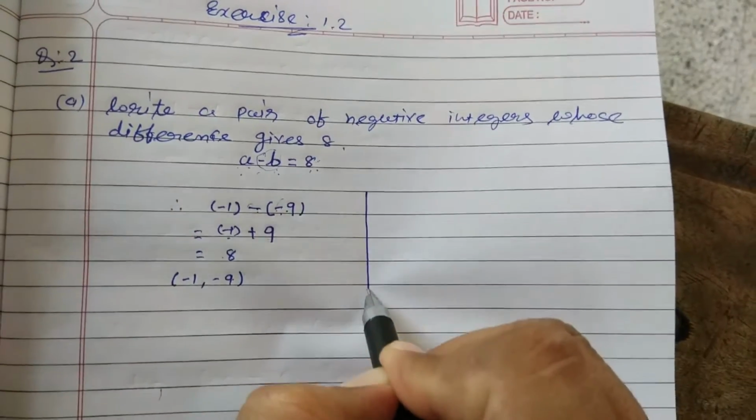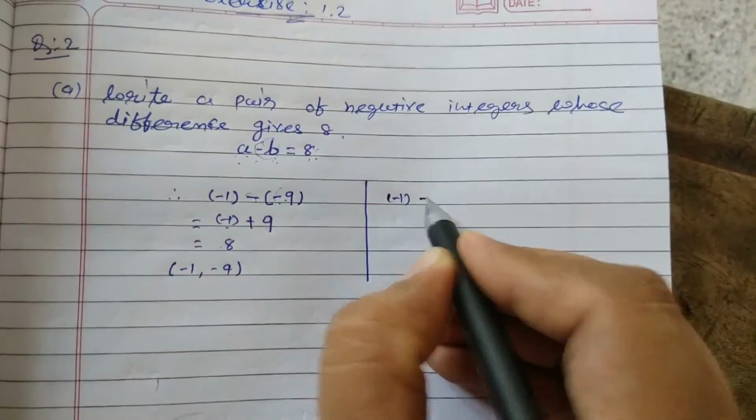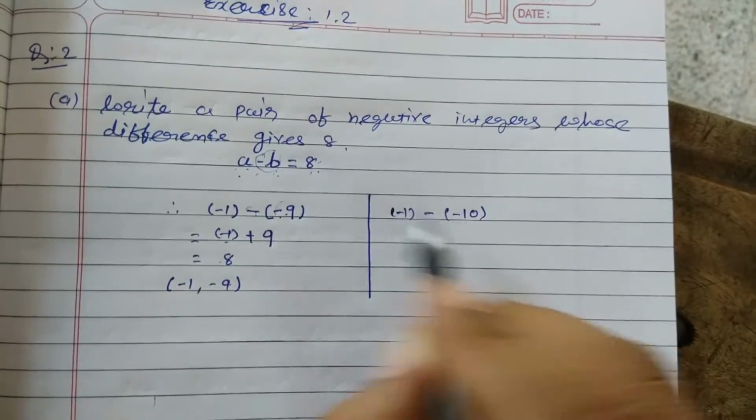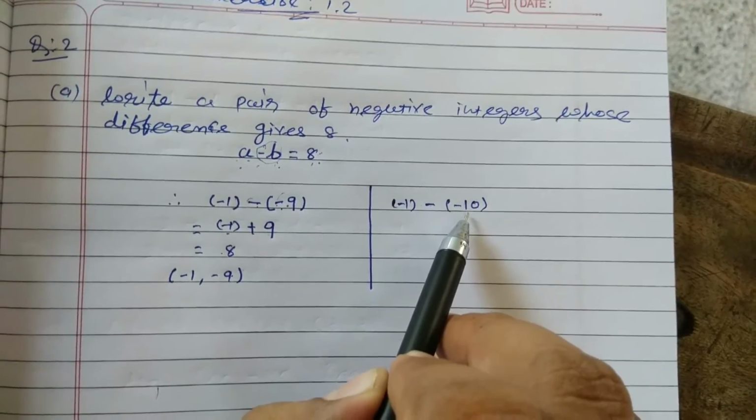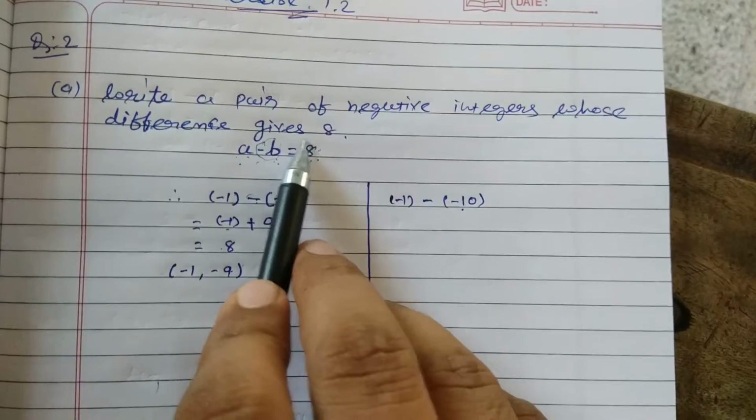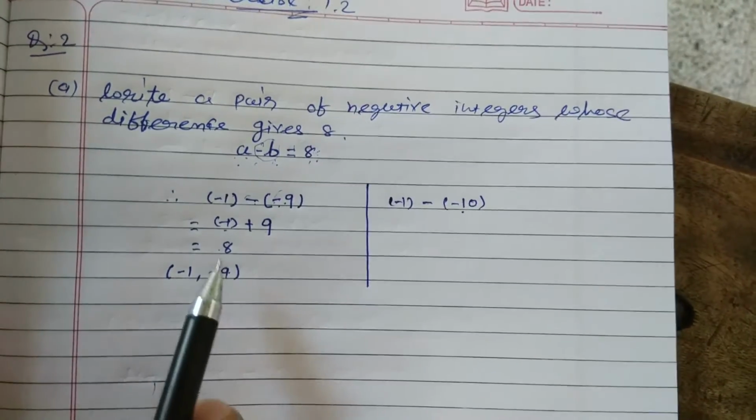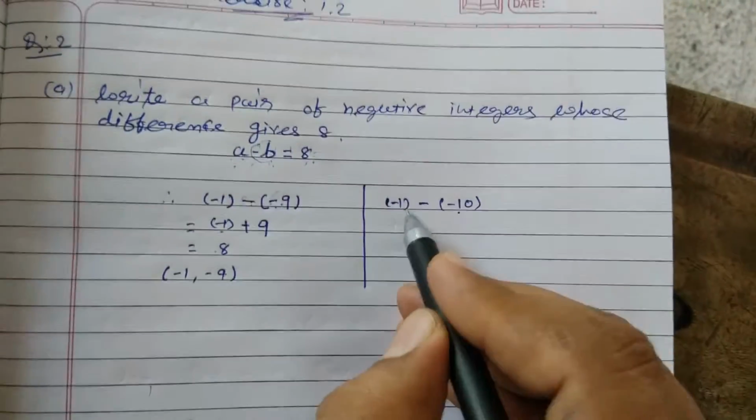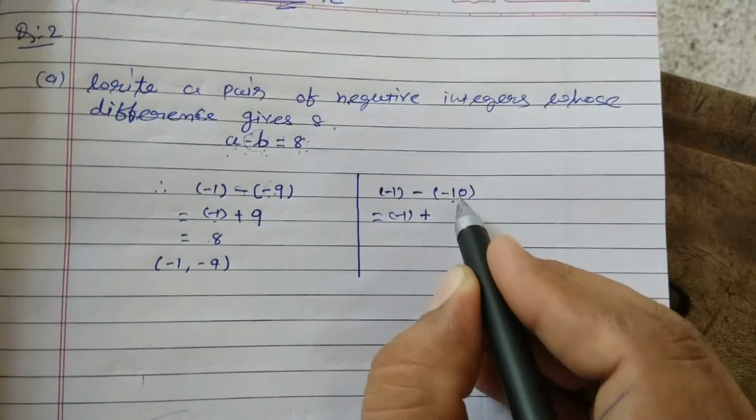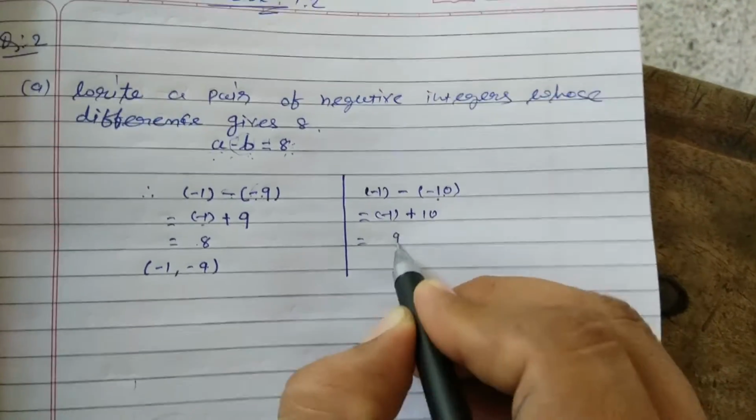Let's take another example. -1 minus -10. We can't take a number like -7, -6, -5. We have to take a negative number whose absolute value is greater than 8. Then only we will get difference 8. So -1 minus -10, same way as before, plus 10. 10 minus 1 is 9.